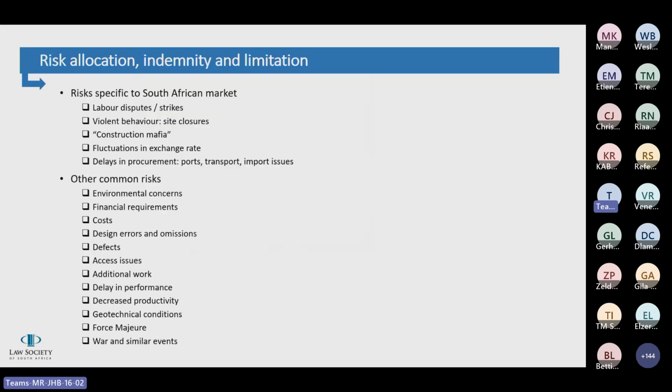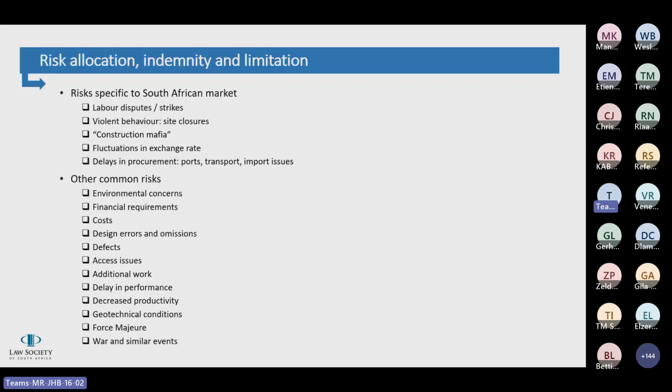Okay, so when we talk about specific risks, there are specific risks in the South African market, which we've seen having caused major disputes just because the contracts didn't deal with these risks and the parties simply hoped and prayed that somewhere in the standard form contract that they're using, these risks would be allocated somewhere.